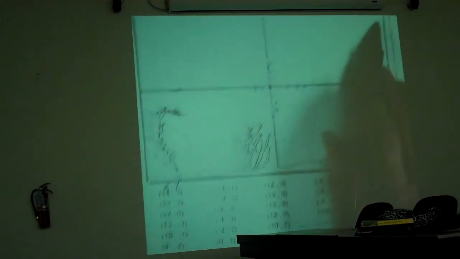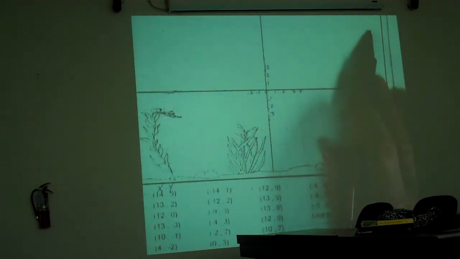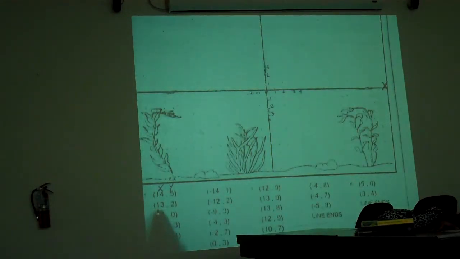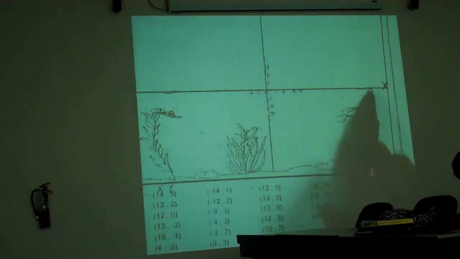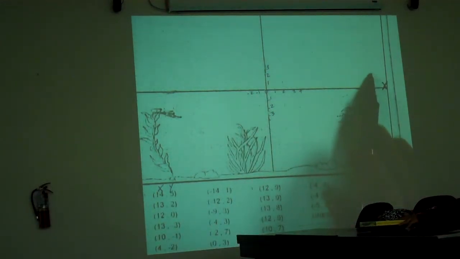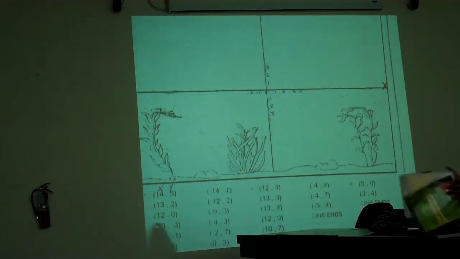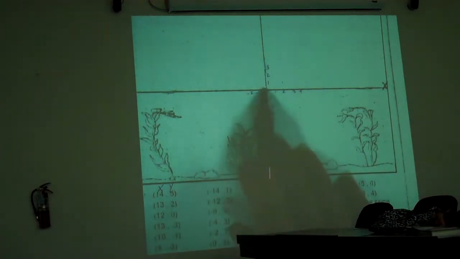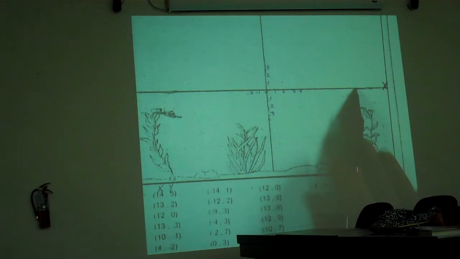You'll have to darken your lines before you'll be able to see where to put it. And I have some rulers. Okay? And then you're going to put the second coordinate, 13, 2. You'll go across to the 13, and then go up 2, put a dot. The 12, 0, you'll just go to the 12, and don't go up or down.